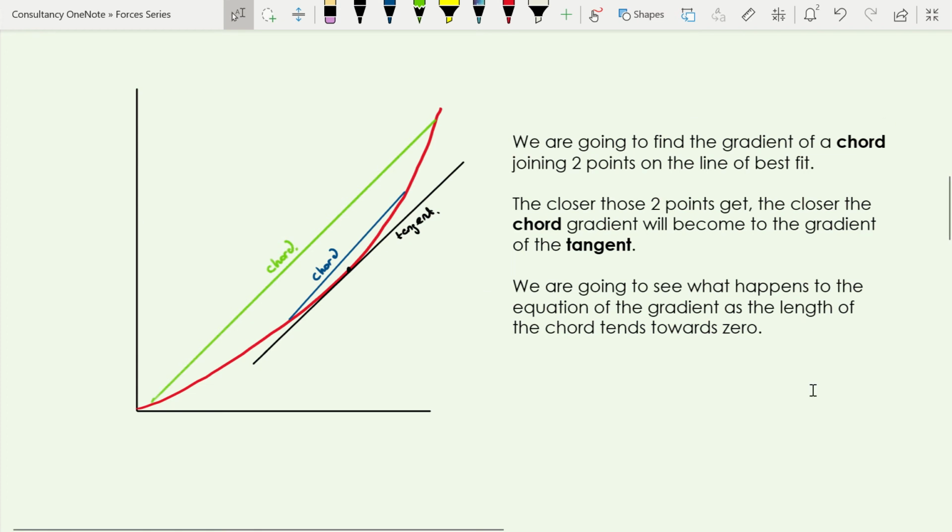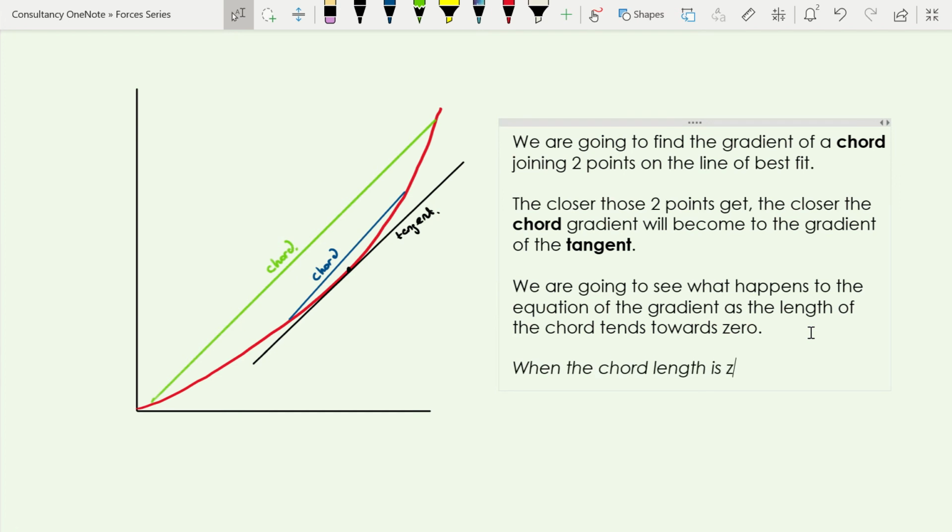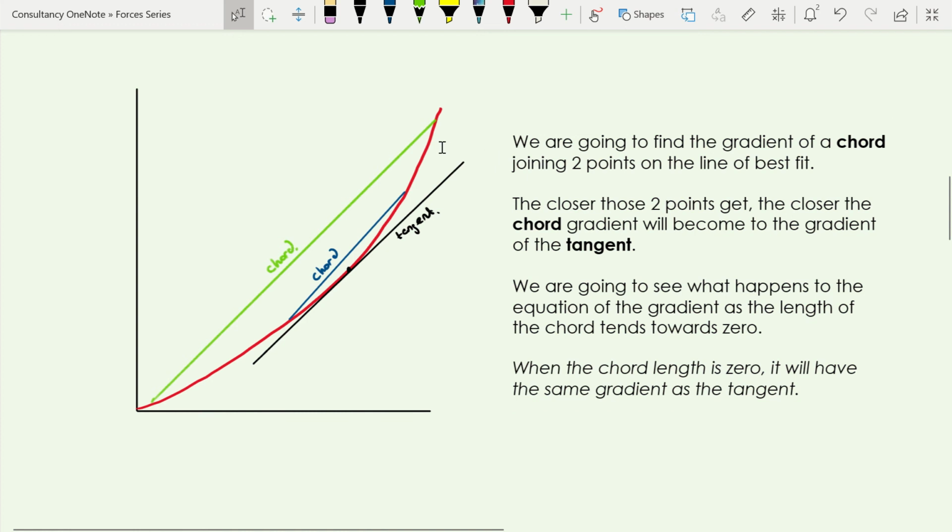Because when the chord length is 0, it will have the same gradient as the tangent, is the key idea that we're using here. So the reason we do it with chords is, if we know the equation of the line, we can describe those 2 points and we can find out what that gradient is. And then we'll see what happens as we make our chord shorter and shorter. But that's the general process that we're going to go through.